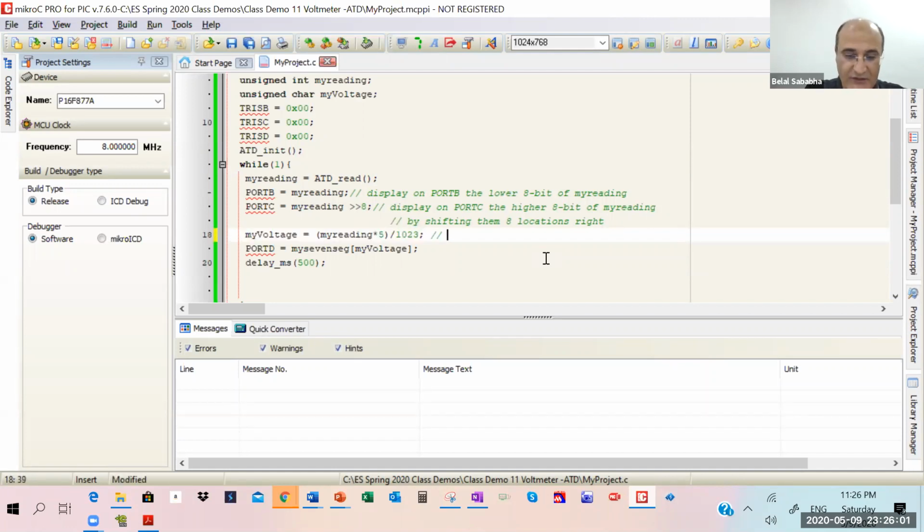dividing this by 1023 and then multiplying everything by 5. It's not equal, not the same. Right? It's not the same because this part is always going to be 0, except at one point when my reading is actually equal to 1023. The division will be 1 times 5, it will be 5. Got it, guys?